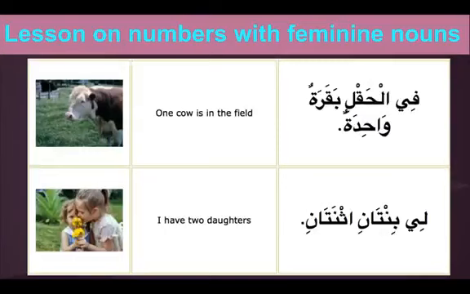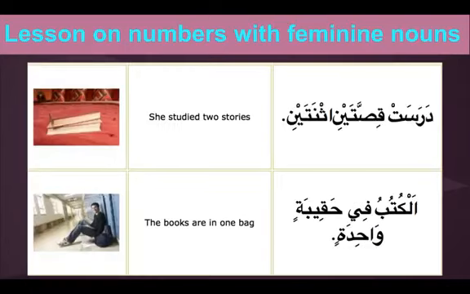And inshallah, I will do some more practice just to see how these nouns are used. Fil haqli is in the field. Haqli is field. In fil haqli, baqaratun wahidatun. One cow. Li bintani ithnatani. So I have two daughters. Ithnani is masculine. Ithnatani is feminine. So we got darasat. She read. So see taw. This is tawtanisi. Darasa is a verb. Tawtanisi is a, we know it's a feminine word. Darasat. Fa'il fa'il. Qissataini. See, qissa is story. Qissataini is two stories. So ithnathaini again, just for emphasis, she studied two stories.